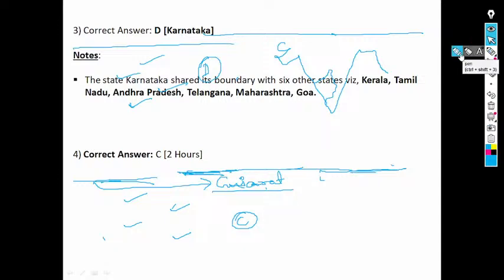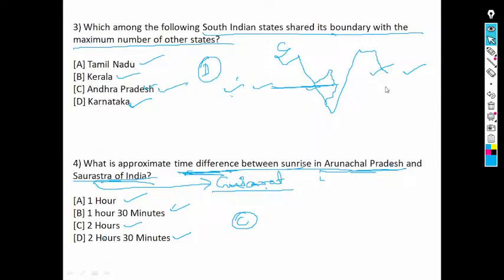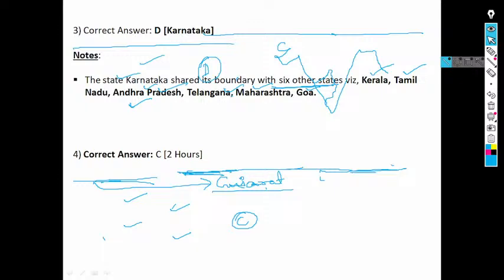See here. The state Karnataka shares its boundary with 6 other states, basically Kerala, Tamil Nadu, Andhra Pradesh, Telangana, Maharashtra, and Goa. Karnataka shares its boundary with the maximum 6 other states. Here, it has been given as South Indian states, so it has to be marked as such.